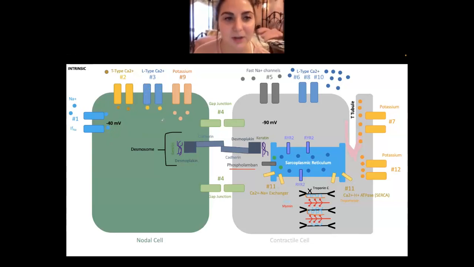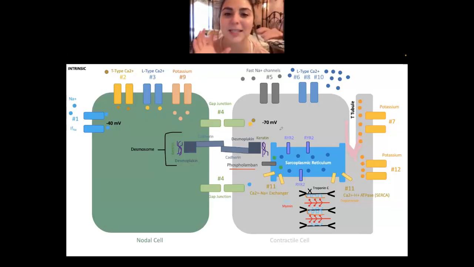Then your L-type calcium channels, your fast calcium channels, are going to open. Calcium's going to flow in, and now the millivolts are going to shoot up. Now we have all these cations within the cell, and they're going to flow through to the contractile cell. This is basically going to trigger the contractile cell to go from negative 90 to negative 70. Okay, at rest. And this is happening so fast.